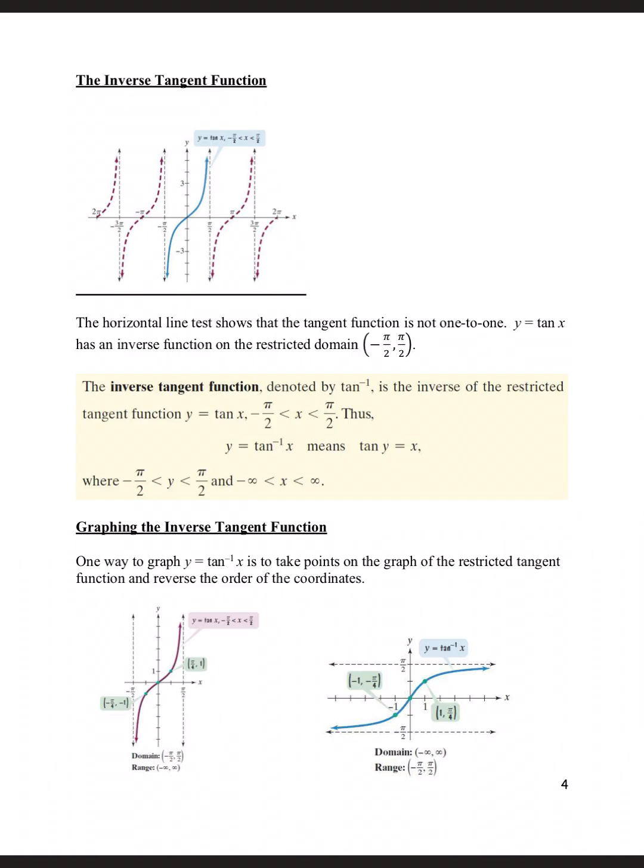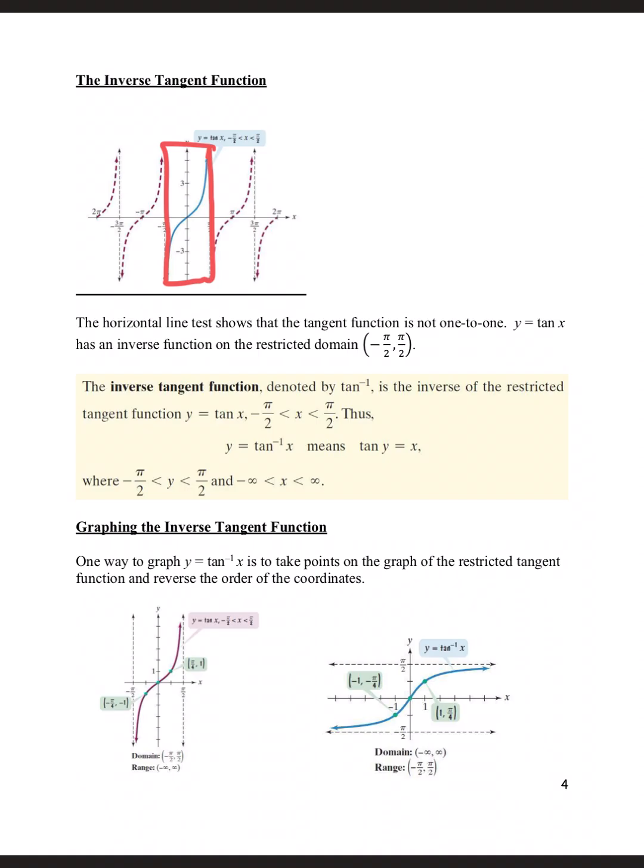For the inverse tangent function, if I draw a horizontal line, the test shows that the tangent function is not 1-to-1, but if we restrict it, y equals tan of x has an inverse function at a restricted domain from negative pi over 2 to pi over 2. So once again, we're just using this right here. And if I draw a horizontal line, it will be 1-to-1.